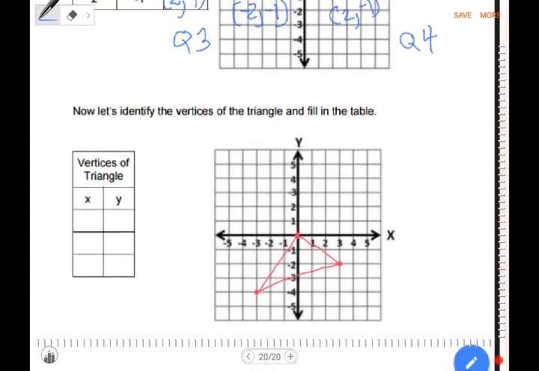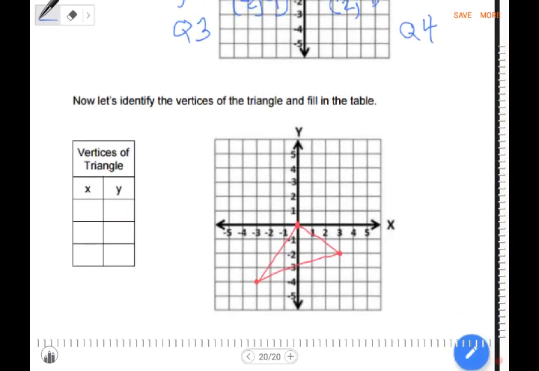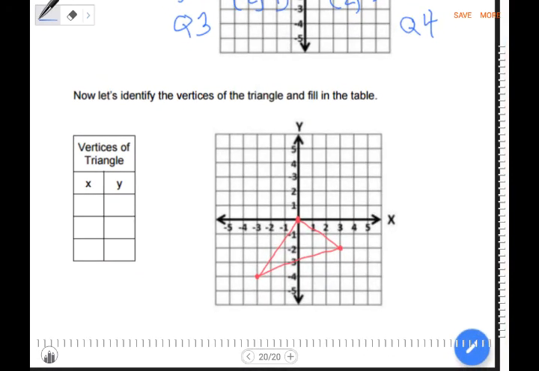Now let's move down the worksheet and take a look at this. It says, now let's identify the vertices of the triangle and fill in the table. So we're going to be looking at the vertices, the corners of the triangle. And we'll notice this first one right here is at 0x, 0y. That's our origin, right? So we have 0x, 0y.